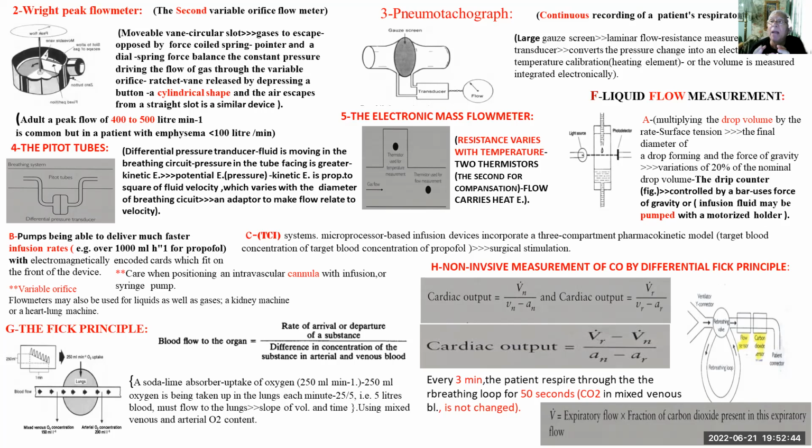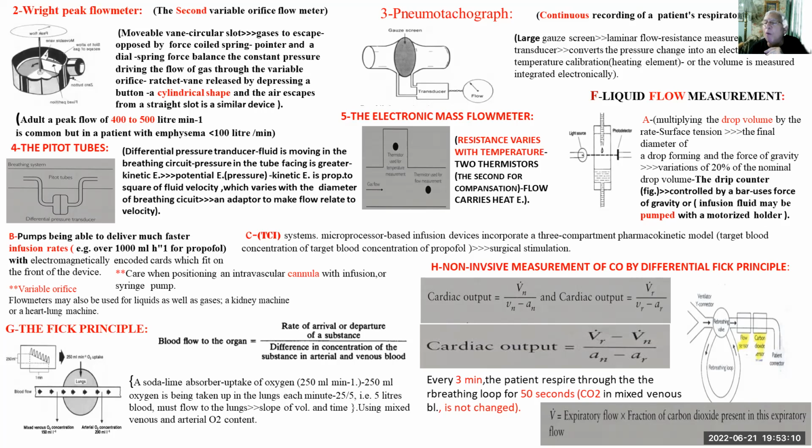Meanwhile, when the vane is being moved, the annular opening of the flow meter downwards is being increased to make the expiration escape. This gradual increase, as you can see from the figure, makes it a variable orifice constant pressure flow meter. After that, the third one is the pneumotachograph.